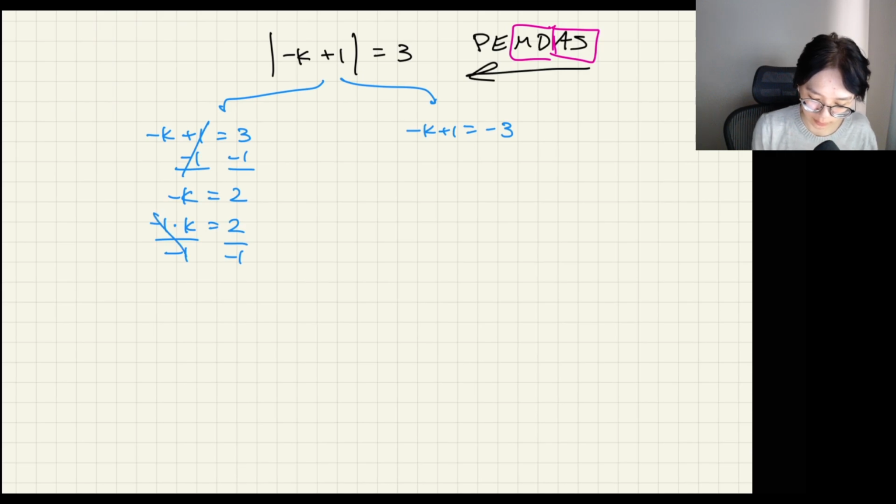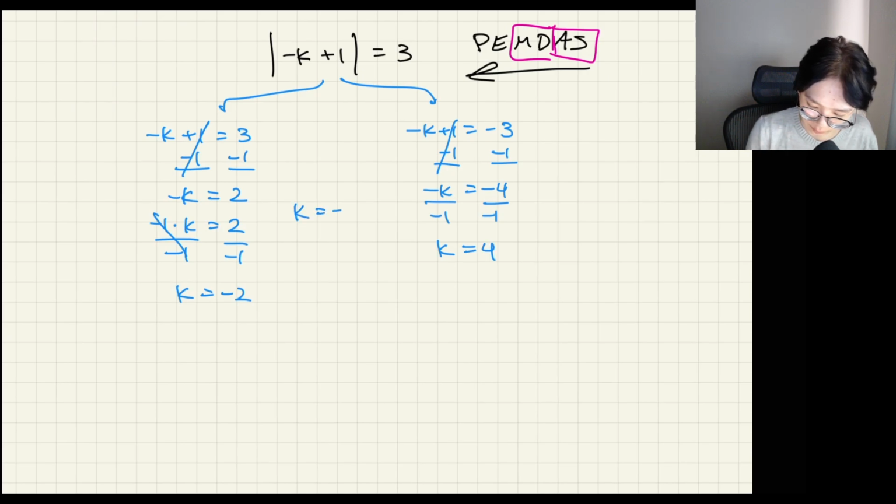Multiplication, division. Take care of that next. Divide both sides by negative 1. K is equal to negative 2 on this side. The other side, subtract 1 first, cancel out. Negative k is equal to negative 4. Divide by negative 1. K is equal to 4. So k is equal to negative 2, comma 4.